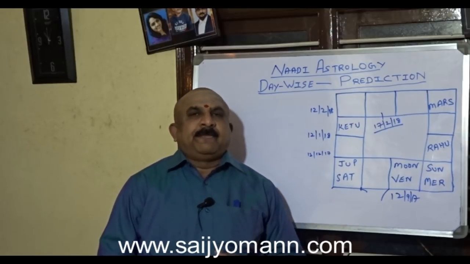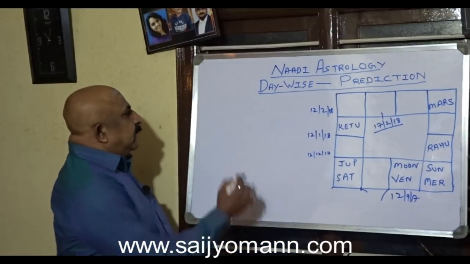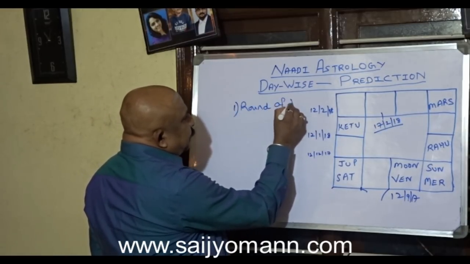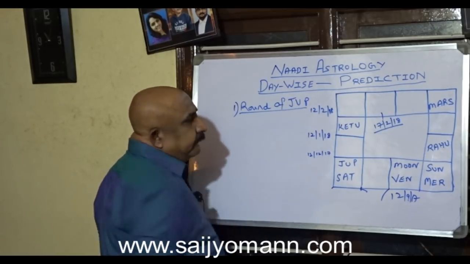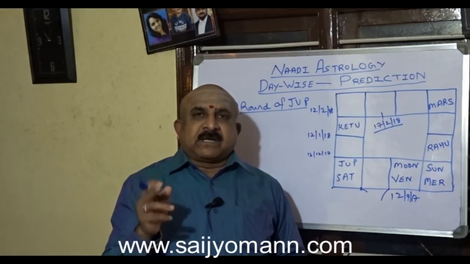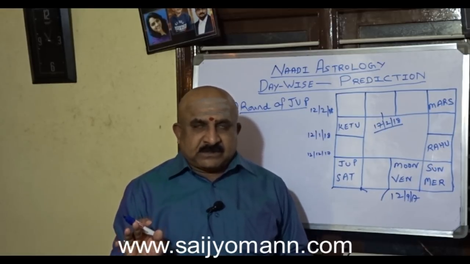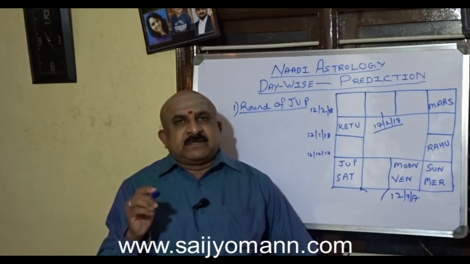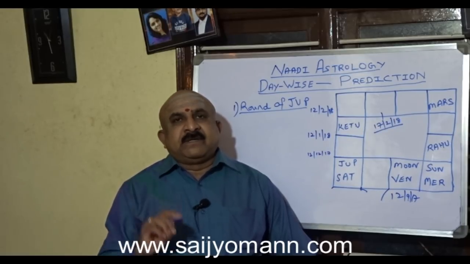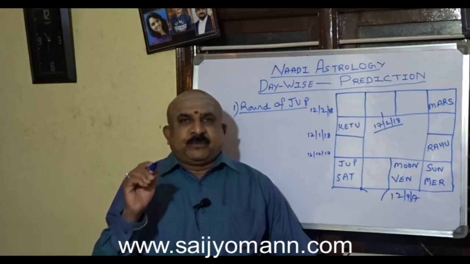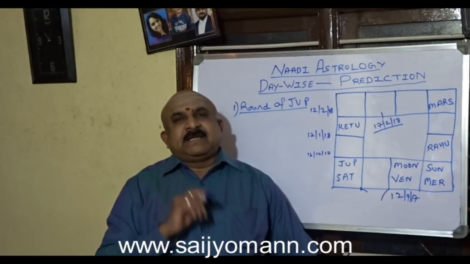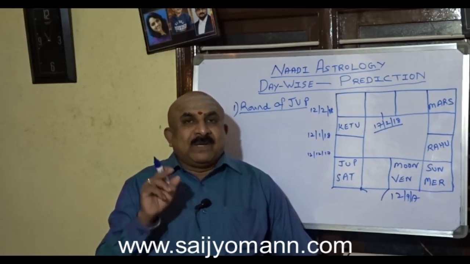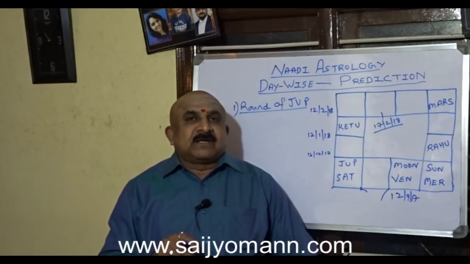As I told you earlier, the first basic thing is we need to count the round of Jupiter to predict. We need to know which round of Jupiter is running, because we will have the same natal planets. The first 12 years, second 12 years, third 12 years, always the transiting Jupiter will touch the same natal planets. But the significations the planets are going to give us will differ based on the rounds of Jupiter.